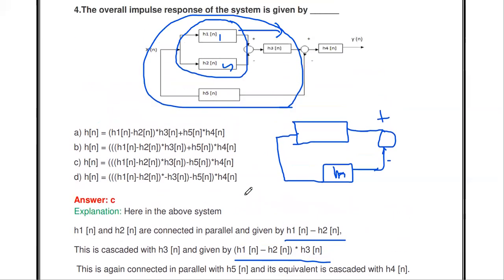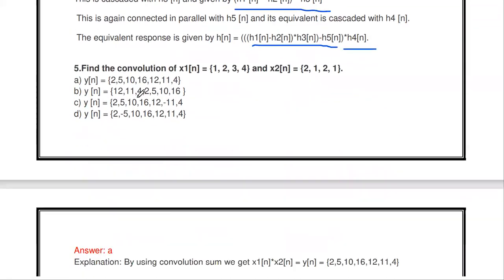So step by step we have to follow. First, the first and second systems are connected in parallel. Then this answer is connected in series with the third. Then this total answer is connected in parallel with h5. Then that answer is in series with h4. So the answer is C: h1 minus h2 convolution with h3 minus h5, convolved with h4. This is the answer for this problem.